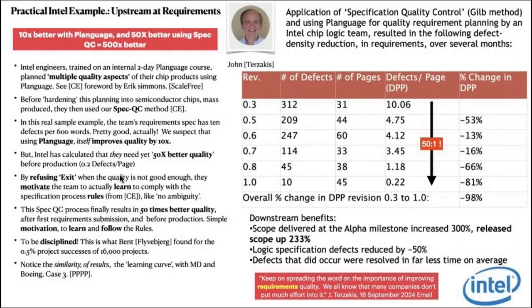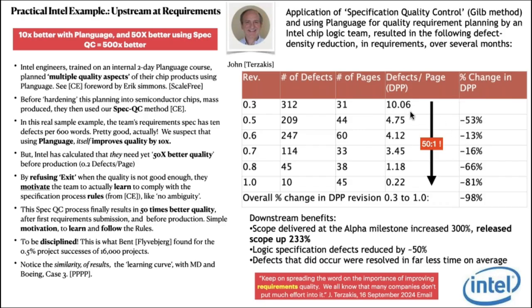Here's an example from one of my favorite clients, Intel, and favorite guys, John Terzakis, who used my planning language methods for specification. We'll see plenty of examples of that later in the talk. And he also used my variation of the IBM inspection called specification quality control, spec QC, if you like. And he took the time and trouble to do a lot of research and publish it. So I've got some facts and figures of how good these methods are.